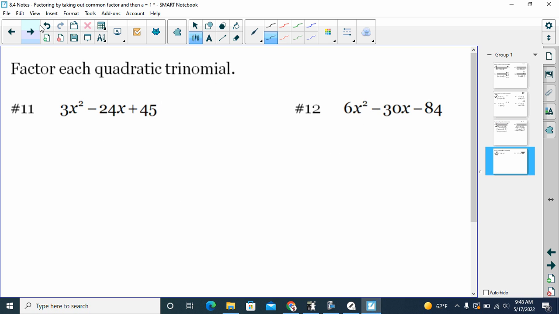You try these two, numbers 11 and 12. Again, pause the video, you try them. We'll regroup, go over them, and that will be it for today's notes.